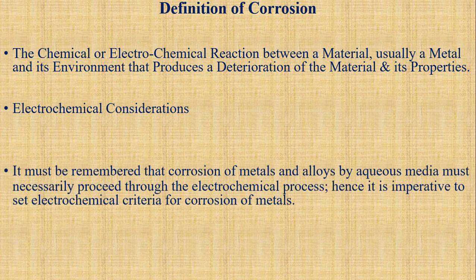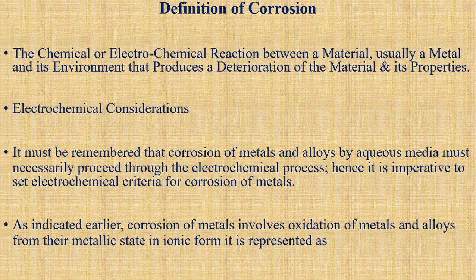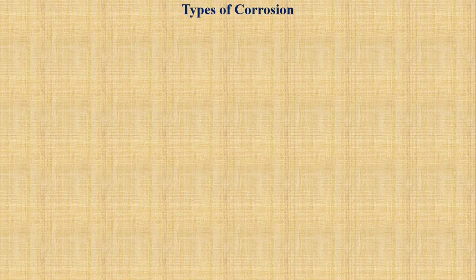Electrochemical consideration: it must be remembered that corrosion of metals and alloys by aqueous media must necessarily proceed through an electrochemical process. Hence, it is imperative to set electrochemical criteria for corrosion of metals. As indicated earlier, corrosion of metals involves oxidation of metals and alloys from their metallic state to ionic form. It is represented as the corrosion reaction.